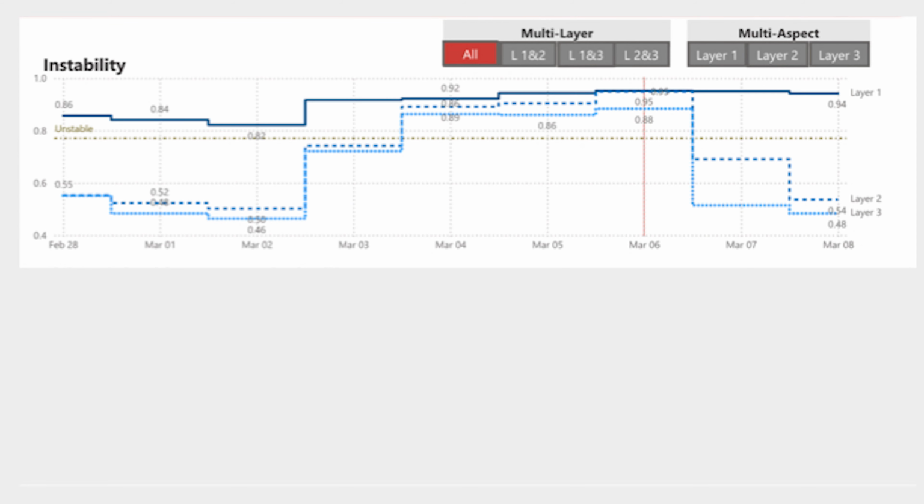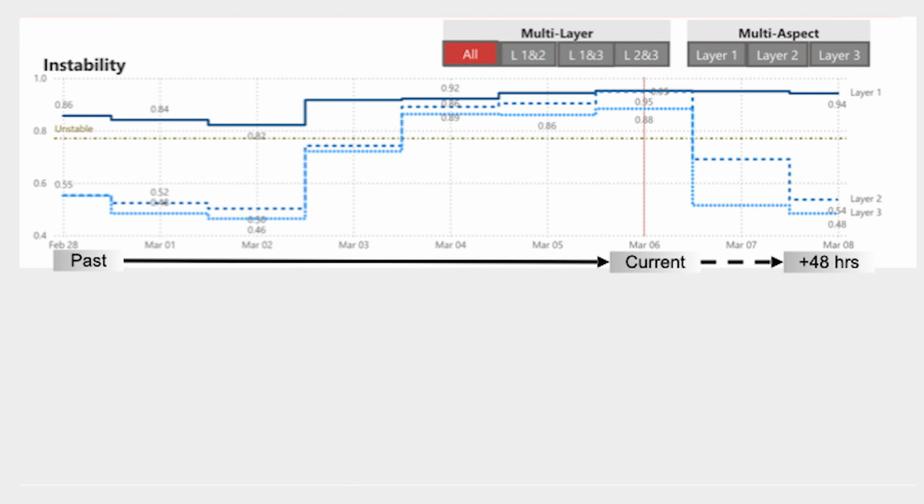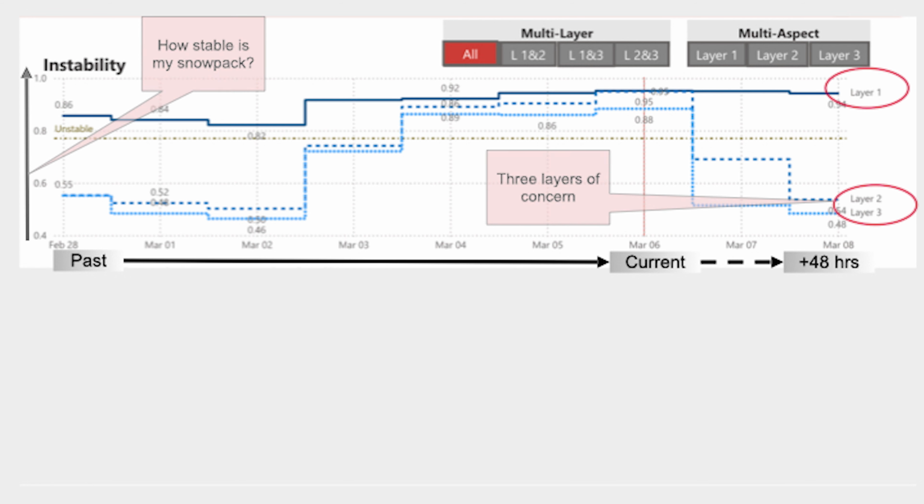So this is a screenshot from last month. On the x-axis, we're going from the past. Our red dashed line represents our current time. And this is for one particular site in Upper Little Cottonwood Canyon. And then we're going out into the future 48 hours so that we can get an understanding of how those instabilities are changing over time with either new load or no new load in this case.